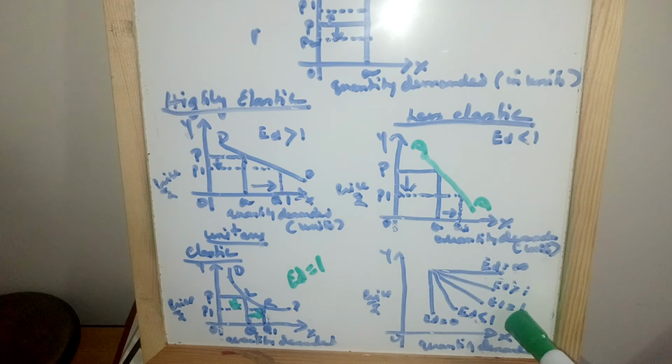Then when elasticity is equal to 1, you find unitary elastic here, this one. So the percentage change in demand is equal to the percentage change in price. So you find this exactly in the middle.